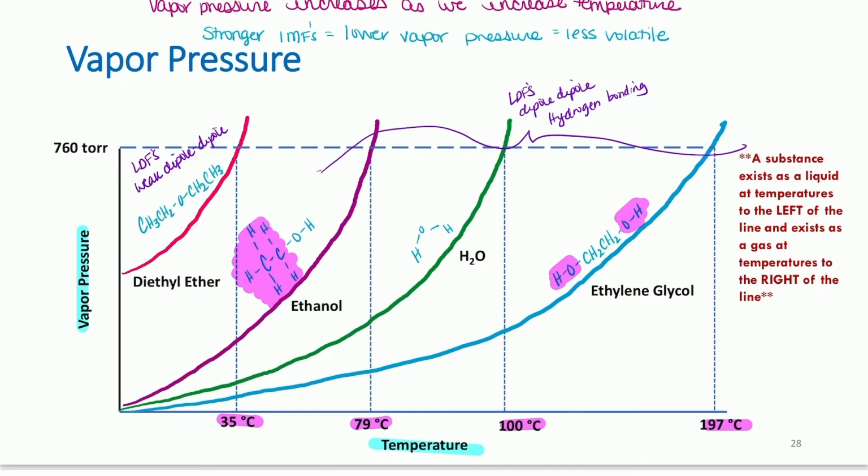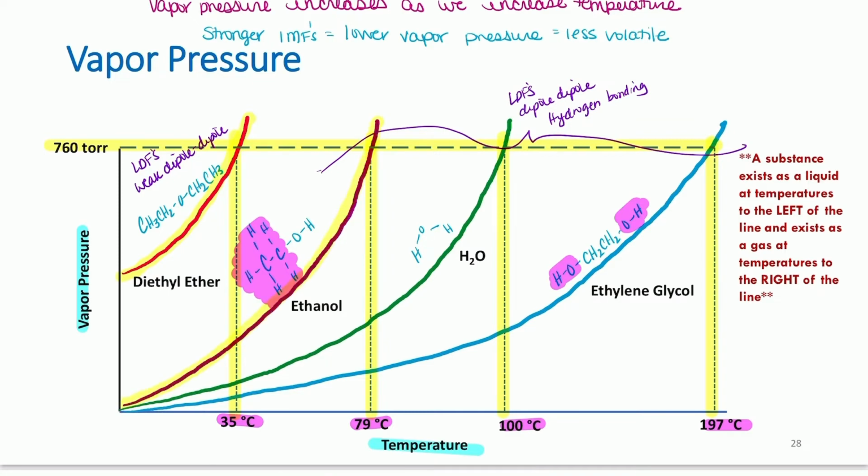Another thing to note on this graph, a substance exists as a liquid at the temperature to the left of the line and exists as a gas at the temperature to the right of the line. So we're going to talk about boiling point in just a sec, but this line here is marked for a reason. This 760 torr. Note that where this line crosses is where I hit my boiling points. So in diethyl ether, we see this curve up. When it crosses that 760 is when I reach the temperature of my boiling point.